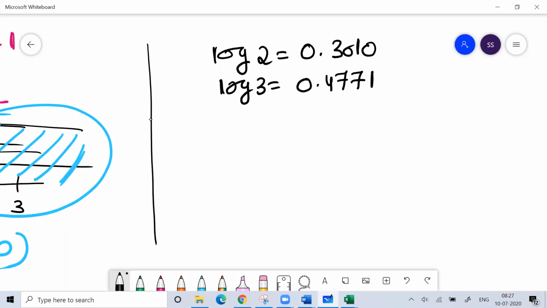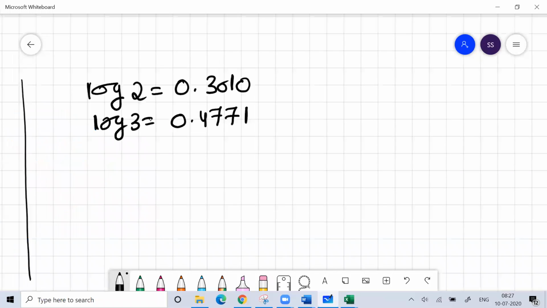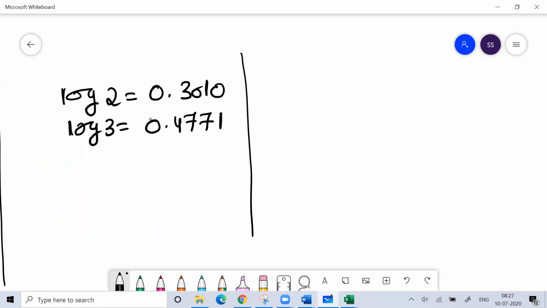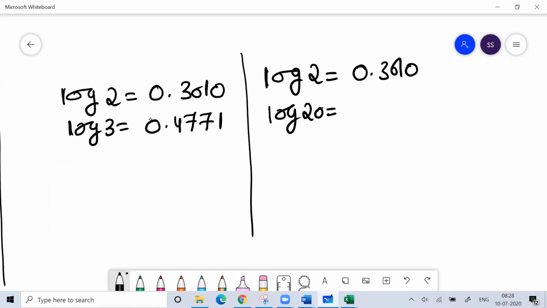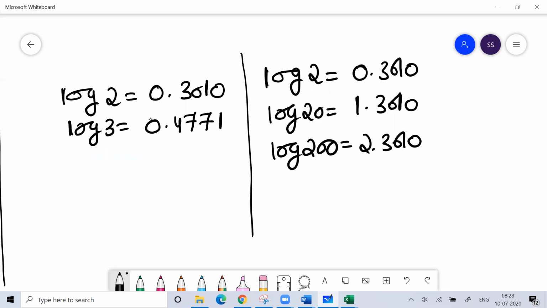So this basic knowledge will really be good for us. The value of log 2 is 0.3010. If I ask what is the value of log 20, that would be 1.3010. The value of log 200 would be 2.3010. The value of log 2000 would be 3.3010.